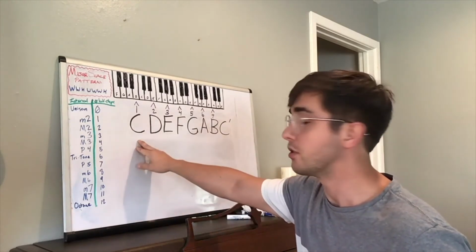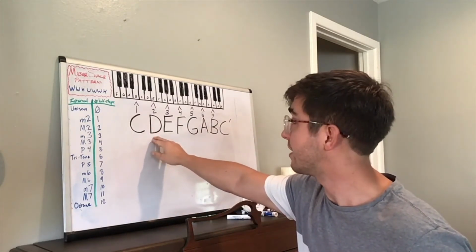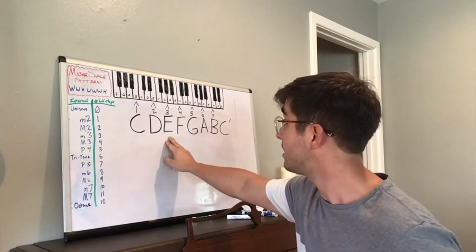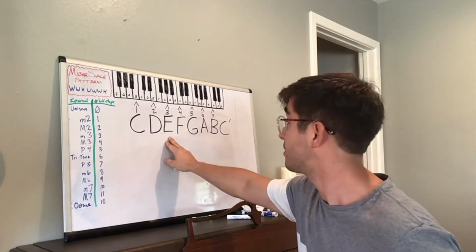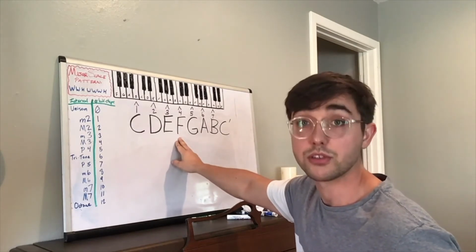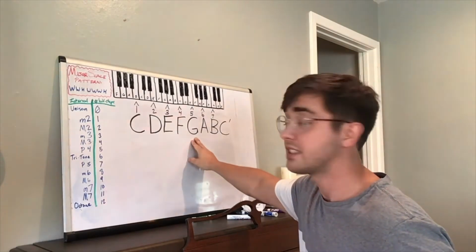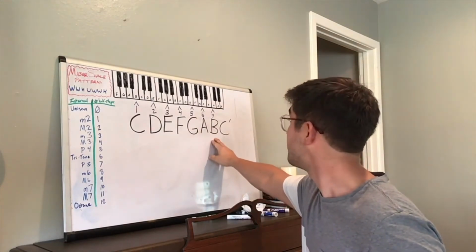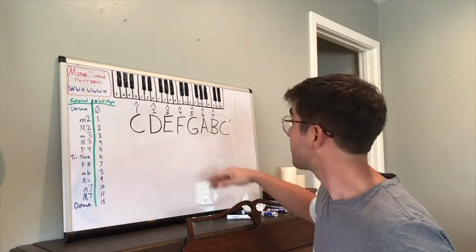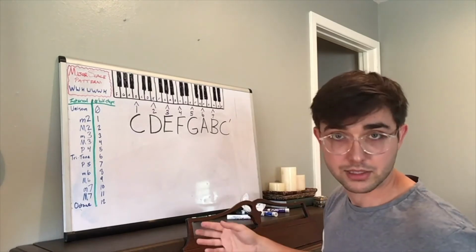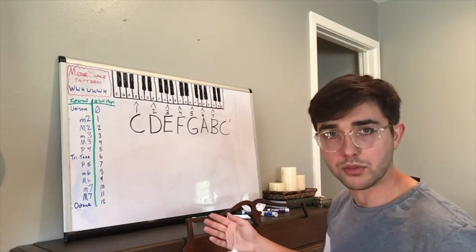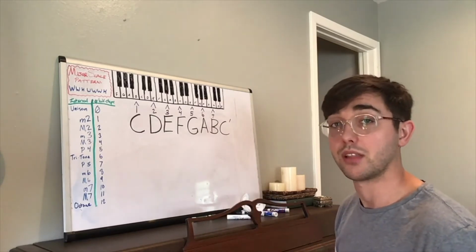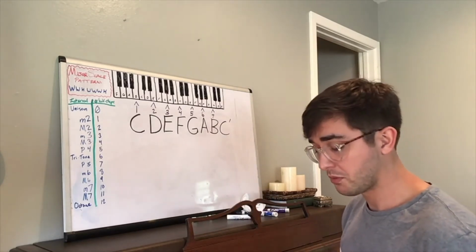So C is the first note, then D is the second note, so it would be scale degree 2 in the C major scale. E is the third note, so it would be scale degree 3. F is the fourth note, so it's scale degree 4. G is scale degree 5. A is scale degree 6. B is scale degree 7. And then at C, it's just 1 again, even though it's on the whole other side of things. It just starts to repeat like we were already saying.